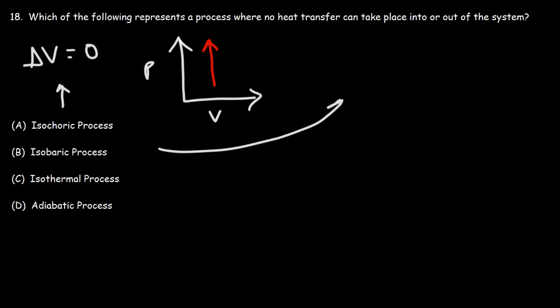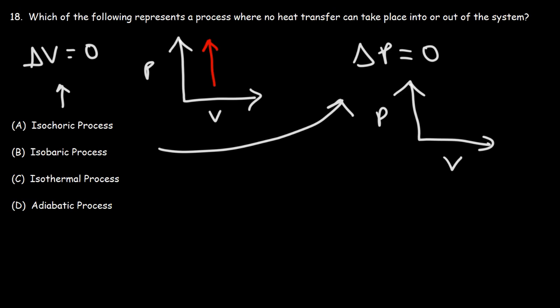Now let's talk about an isobaric process. Think of a barometer, which measures pressure. An isobaric process, iso means the same. So we're dealing with constant pressure. The change in pressure is 0. In a PV diagram, an isobaric process is one in which you're traveling horizontal in a PV diagram. It could be towards the right or towards the left.